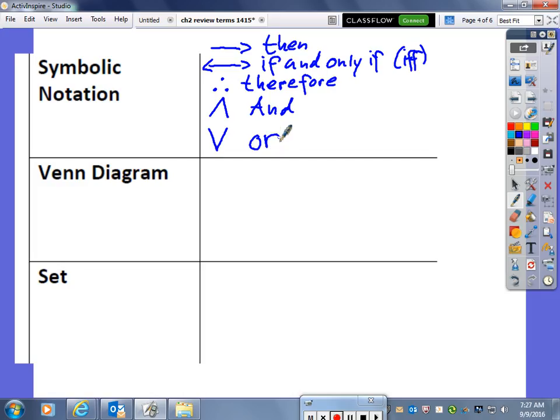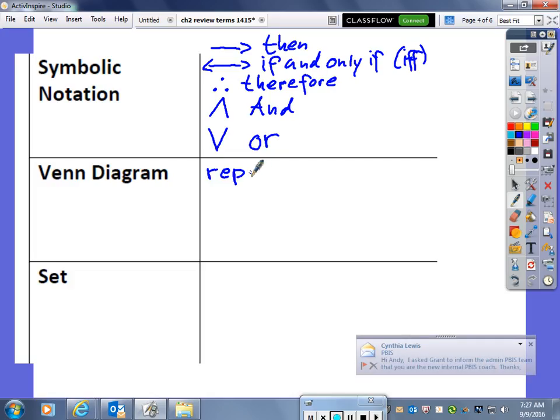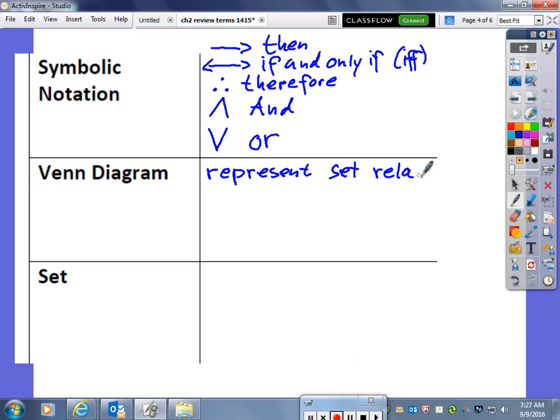Venn diagrams represent set relationships. In other words, the relationships between different sets that are part of a universal set. Some helpful hints about what Venn diagrams look like in terms of certain words that we use for our statements. A statement that has the word all will be represented by a Venn diagram which has a larger circle and a smaller one that's fully inside.